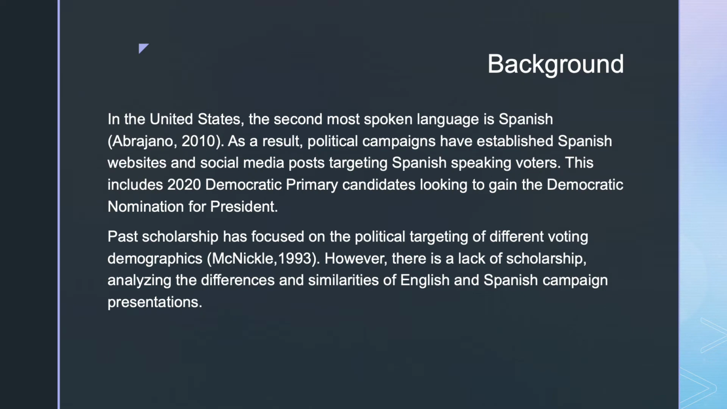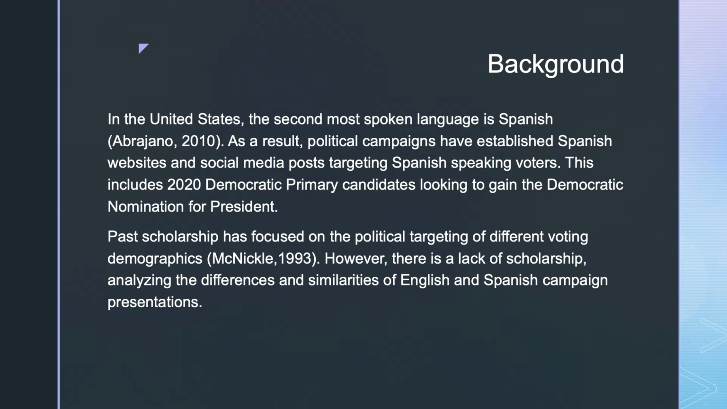To start off with a little bit of background, in the United States, the second most spoken language is Spanish. As a result, political campaigns have established Spanish websites and social media posts targeting Spanish speaking voters. This includes 2020 Democratic primary candidates looking to gain the Democratic nomination for president.